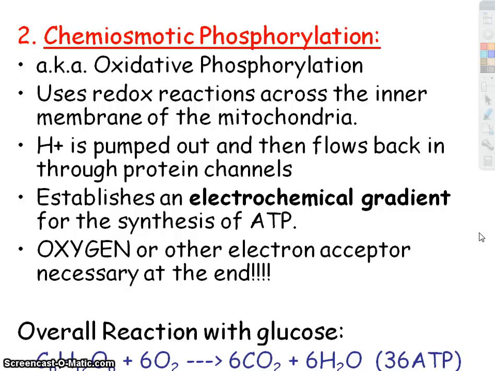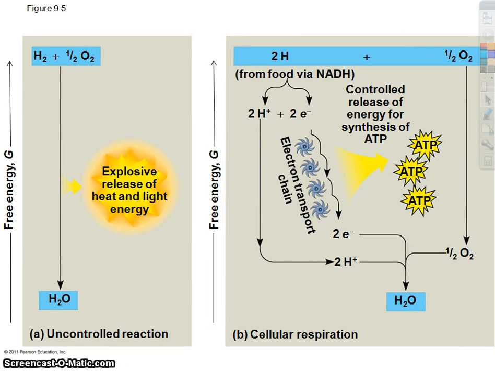This is a very straightforward chapter. This is just showing if we released all the energy at once, you get an explosion. Instead, this is our electron transport chain. You've got stuff flowing through the membrane. Notice they don't even tell you what the stuff is. It's just electrons and hydrogens. And as that's flowing step by step, you're generating large amounts of ATP.